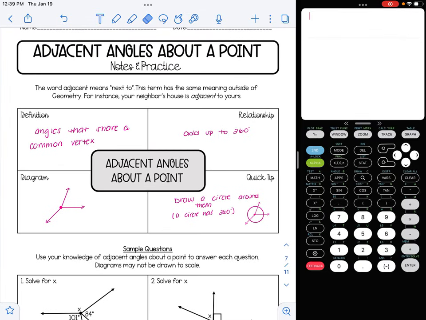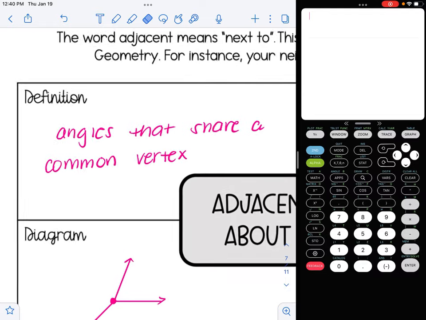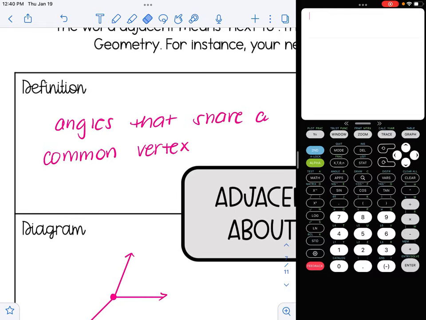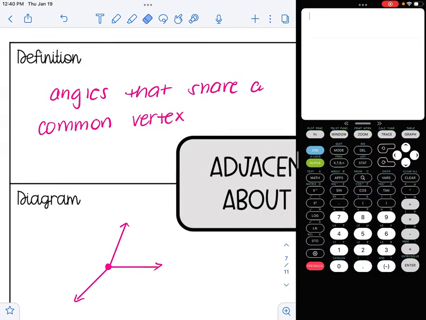In this video, we're going to be talking about adjacent angles about a point. The word adjacent means next to. This term has the same meaning outside of geometry. For instance, your neighbor's house is adjacent to yours. So when we're talking about adjacent angles, they're angles that are next to one another. And to give it a little bit more of a technical definition, they are angles that share a common vertex.